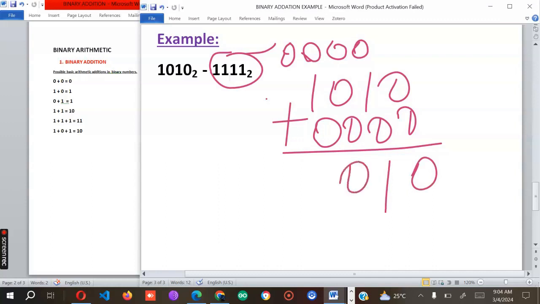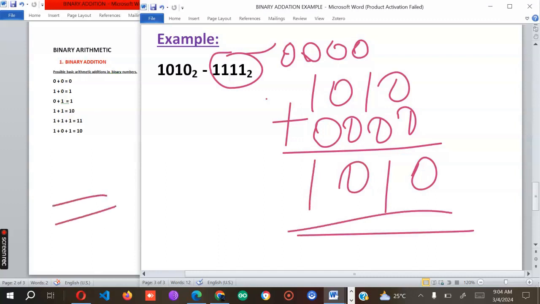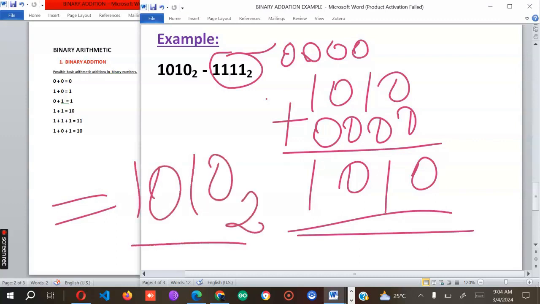0 plus 0 is 0. 1 plus 0 is 1. It is that simple. So the final answer for our case is 1 0 1 0 base 2. So it is that simple. So that is the end of this particular case.